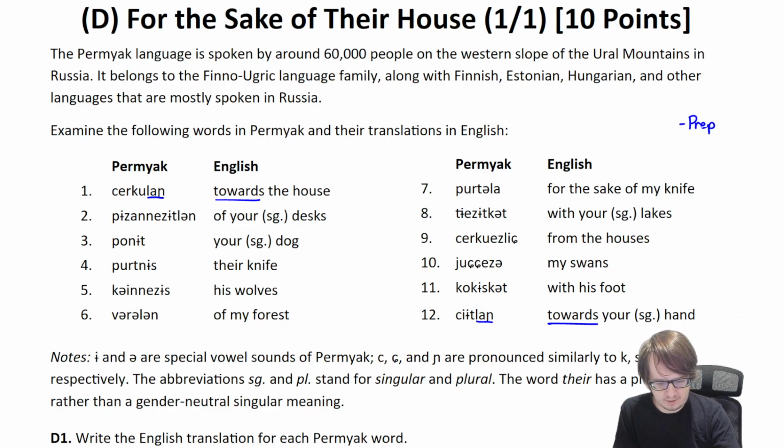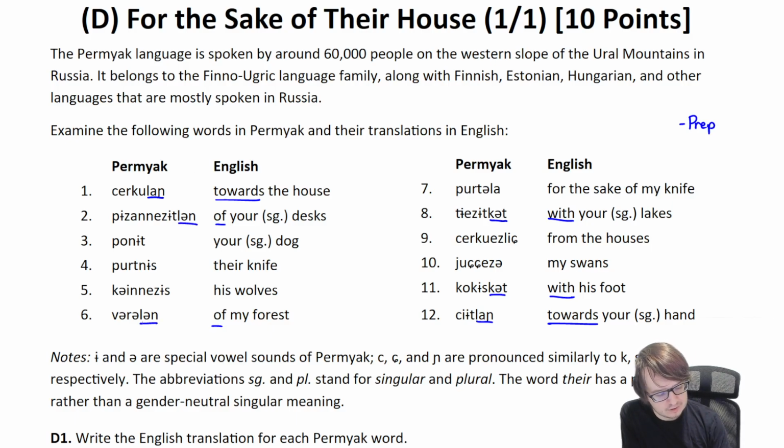So in 8 and 11, I see with. That's similar. Your legs and his foot are different words. So what is similar here? Well, if I look at the end of the word, I see this kut, meaning with. So that's similar. Therefore, this has to be our prepositional meaning. And we can verify this by doing a few more. So we can take a look. I see of in 2 and 6, and the other words are different. And if we take a look at the end of the word, we see lun, meaning of.